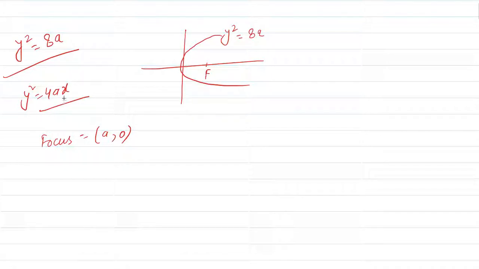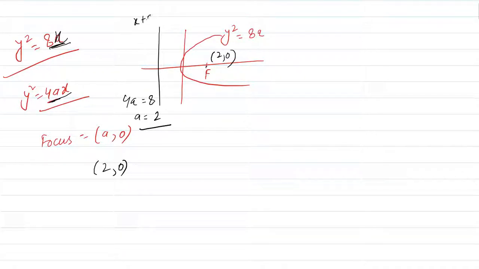By comparing this equation with the standard equation, we can easily get that y square equals 4ax equals 8x. So we get 4a equals 8, and a will be 8 by 4, which is 2. So the focus will be 2 comma 0. The equation of the directrix is x plus a equals 0, and a is 2, so the equation of the directrix is x plus 2 equals 0.